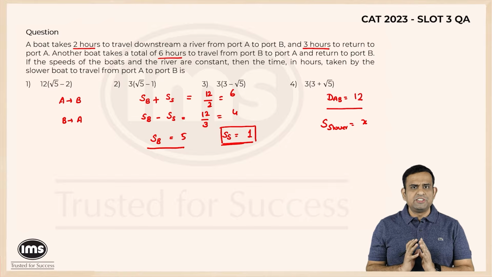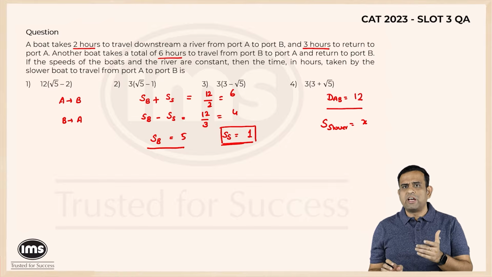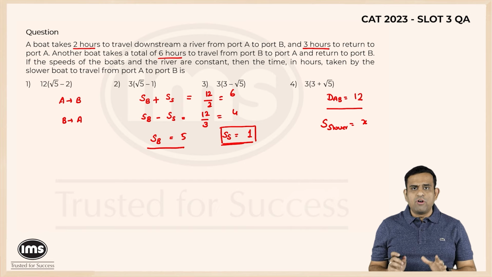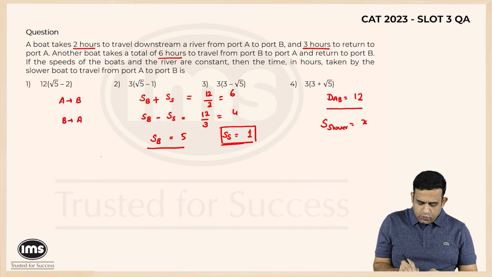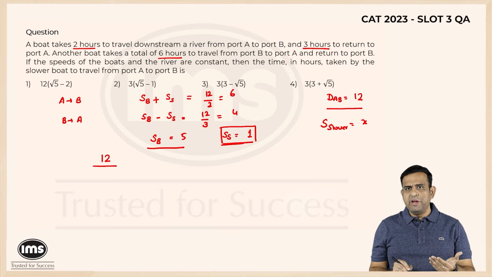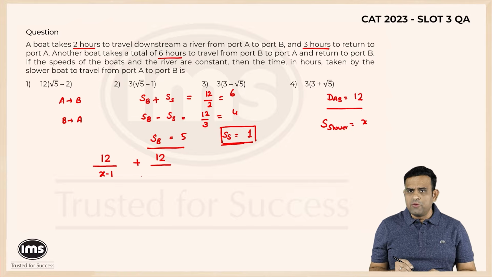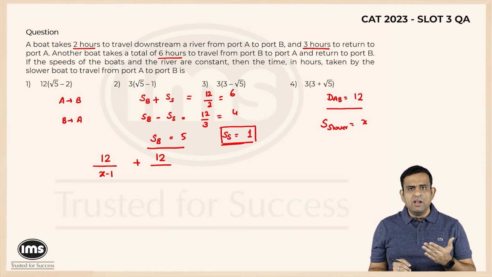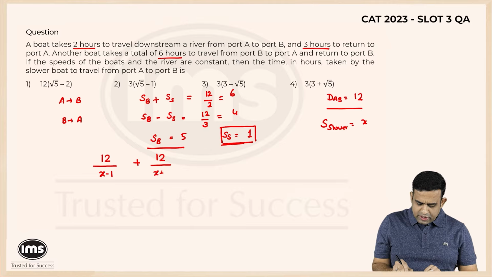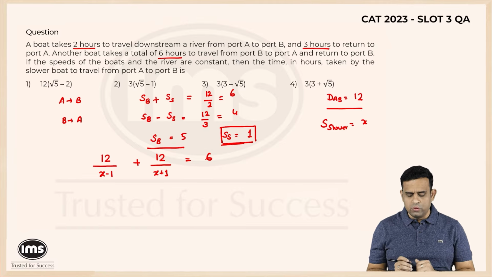So what is 6? 6 denotes nothing but the total time taken. So time for the upstream journey plus time for the downstream journey. Time for the upstream journey, one can say, should be equal to a distance of 12 to be covered at a speed of x minus 1. Time for the downstream journey would be a distance of 12 between port A and B at a speed of x plus 1. And this total should be equal to 6. So from this, we can easily find out the value of x.